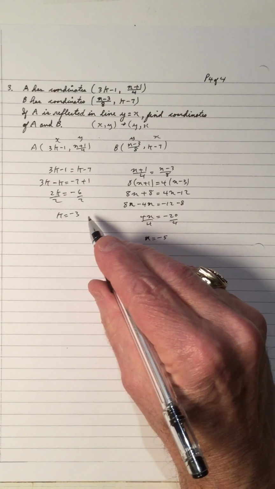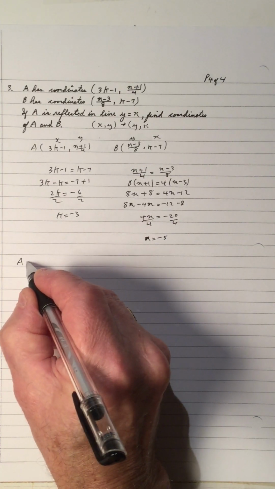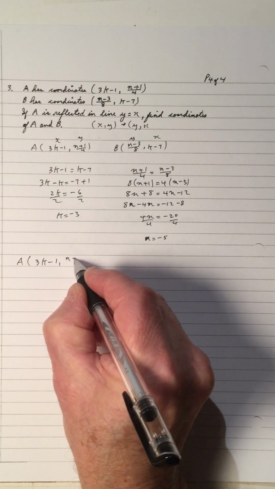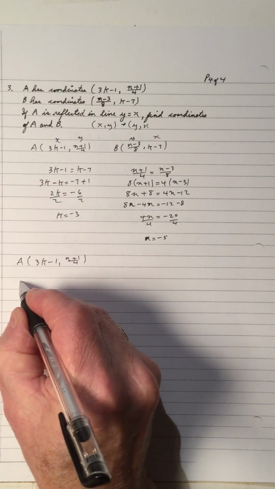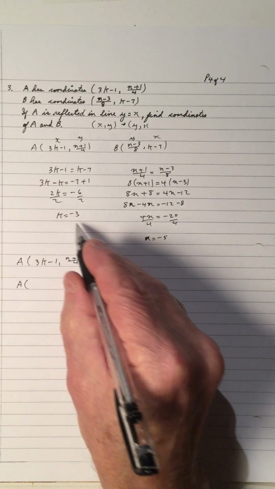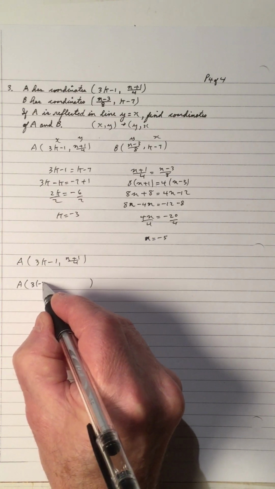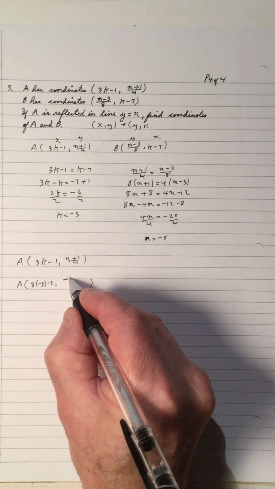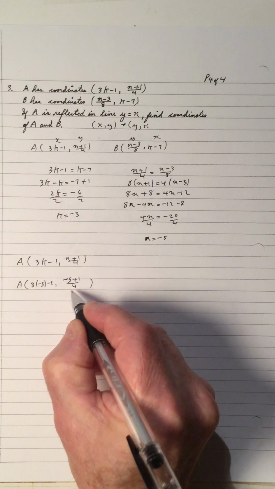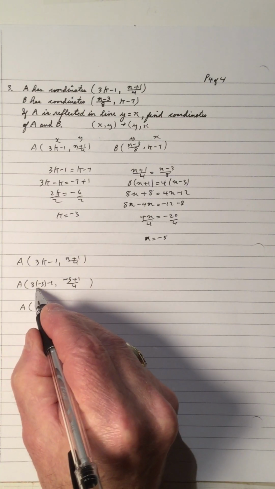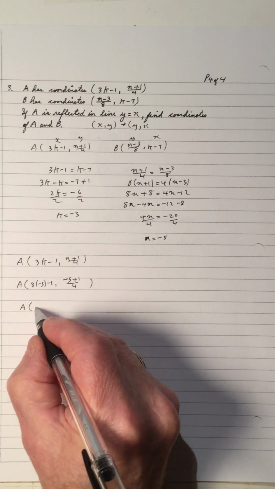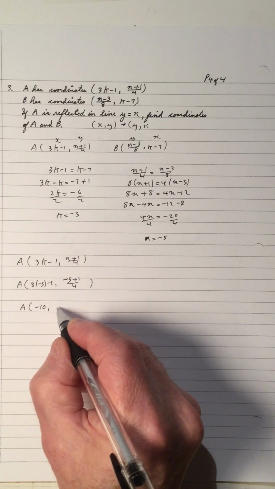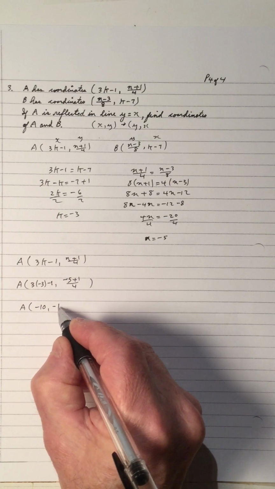So we have what k is. So let's take point A. A is 3k minus 1 and n plus 1 over 4. So let's continue. If we take k is negative 3, so 3 times negative 3 minus 1, and n is negative 5, so negative 5 plus 1 over 4. That's negative 9 minus 1. Negative 9 minus 1 is negative 10. And negative 5 plus 1 is negative 4, divided by 4 is negative 1.